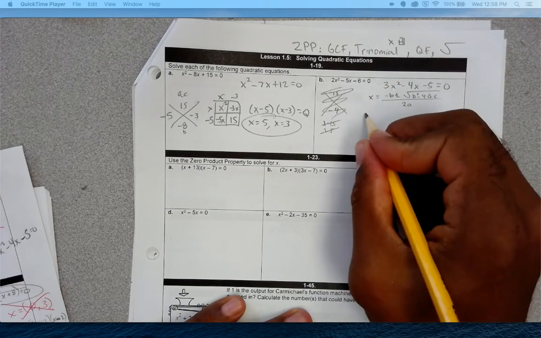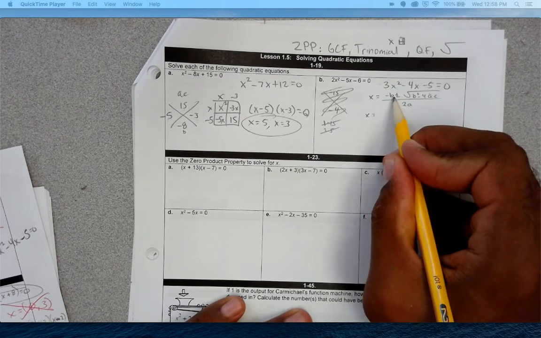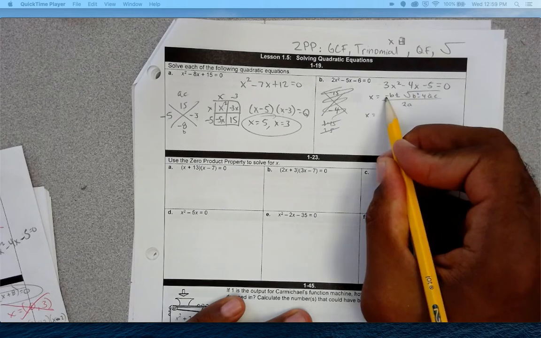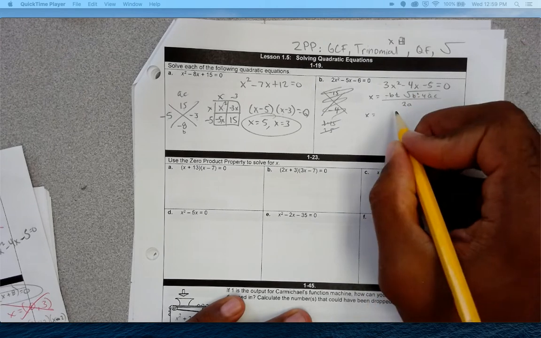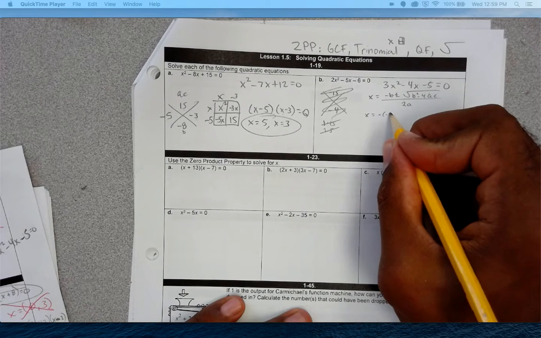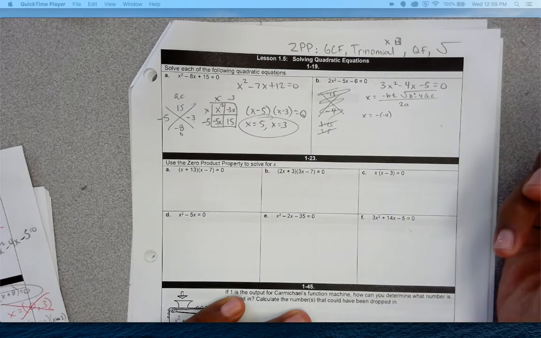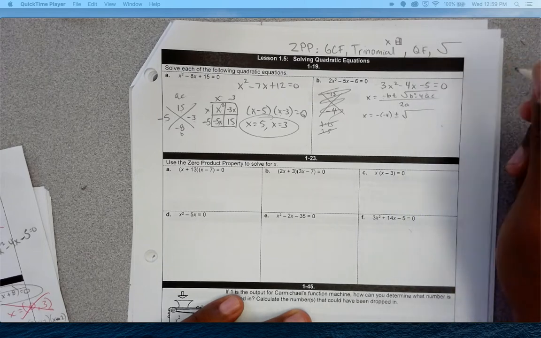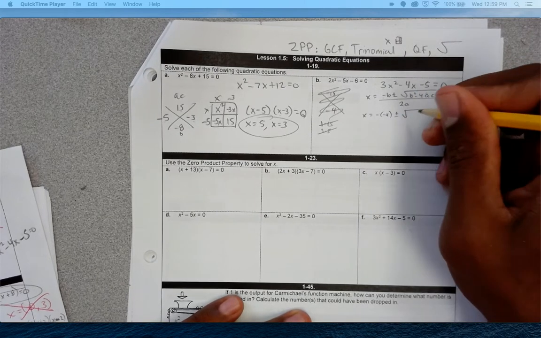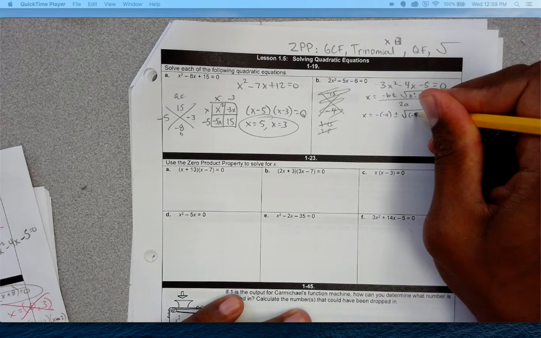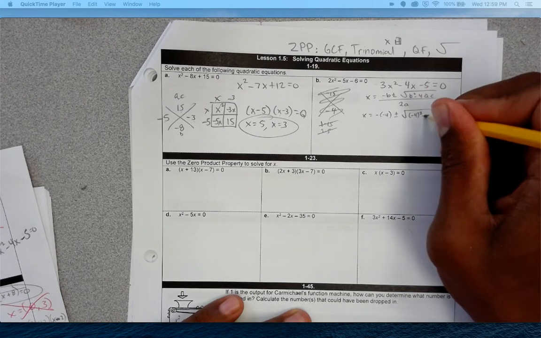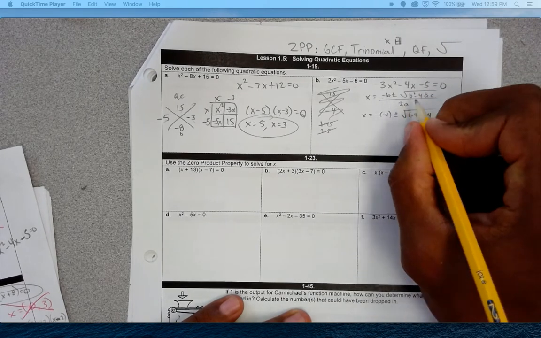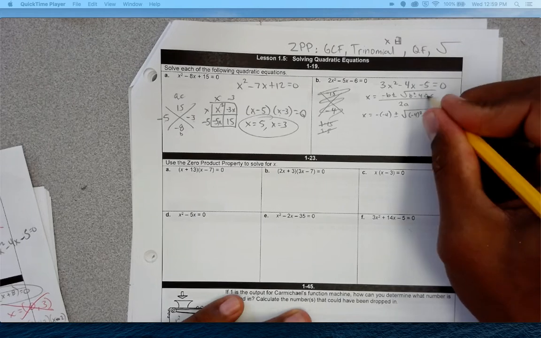So first I'm going to start with -b, negative times your b. So basically just negative times -4. Okay. And then plus and minus at the same time, plus and minus. -4 squared minus 4 times your a, which is the 3.